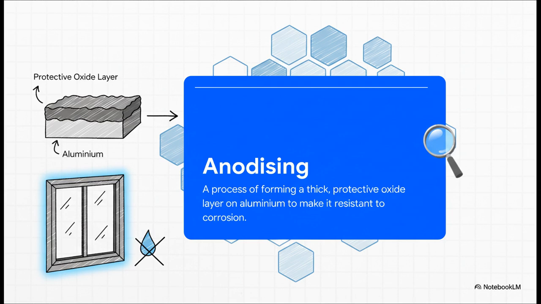Now, this property of aluminum forming an oxide layer is actually used in a very practical process called anodizing. You see, aluminum naturally forms a very thin, protective layer of oxide on its own. What anodizing does is it makes this protective layer much, much thicker and stronger. This helps protect the aluminum from corrosion or rusting. You've probably seen anodized materials, like in window frames or even some cooking pots and pans.